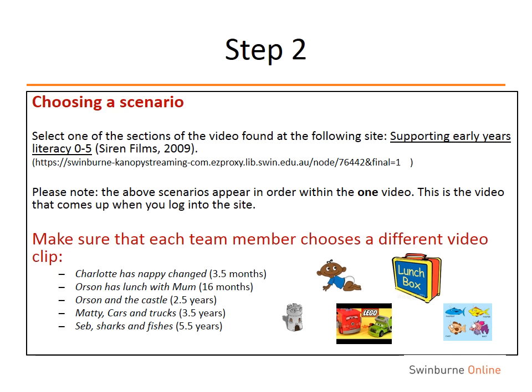So what are they? Well, one of the scenarios is all about Charlotte and having her nappy change. Another scenario is about Orson having lunch with his mum. Another one is Orson and the castle. The next one is Maddie with cats and trucks. And the last one is Seb with sharks and fish. Again, each team member chooses a different video clip to assess and evaluate, choosing a scenario.